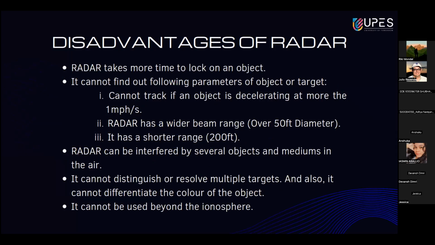The disadvantages of radar are: radar takes no time to look at an object. It cannot find out the following parameters of objects or targets. It cannot track if an object is decelerating at more than 1 meter per hour per second. Radar has a wider beam range of over 50 feet diameter. It has a shorter range of 200 feet. Radar can be interfered with by several objects and mediums in the air. It cannot distinguish or resolve multiple targets, and also it cannot differentiate the color of the object. It cannot be used beyond.